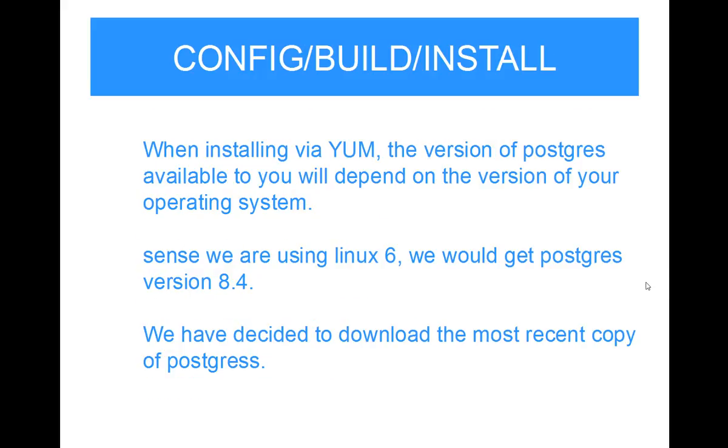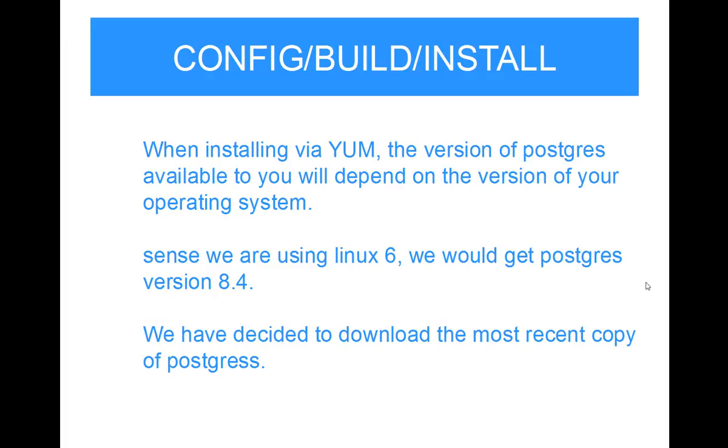Now, when you get ready to configure, build and install these files, if you're using Yum, you have to be aware that the version of Postgres that you're going to get via Yum depends on the version of your operating system. So in this case, we're going to use Red Hat 6 as the default for the Red Hat family, though I'm actually using CentOS. With Red Hat 6, the version of Postgres we would receive would be version 8.4.